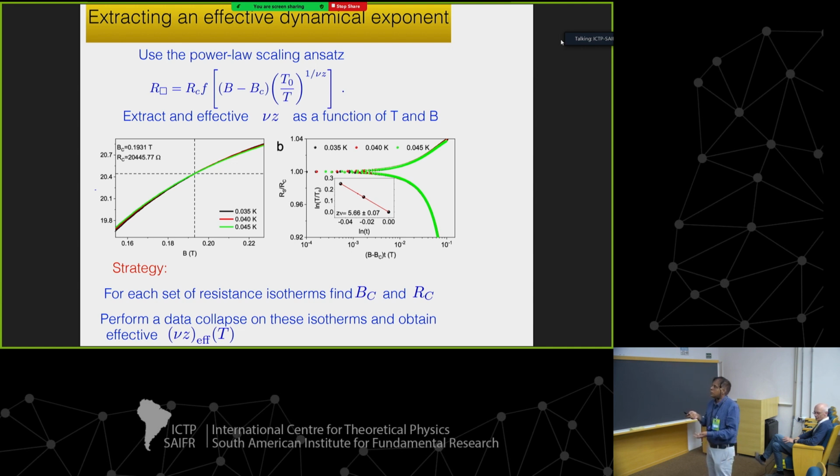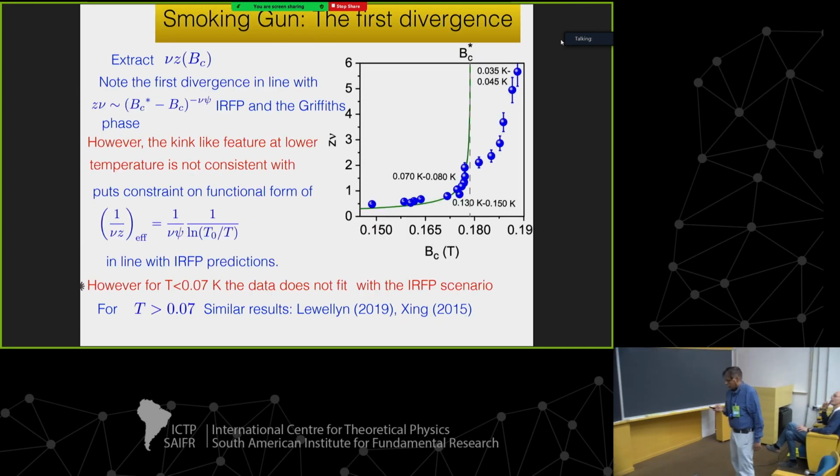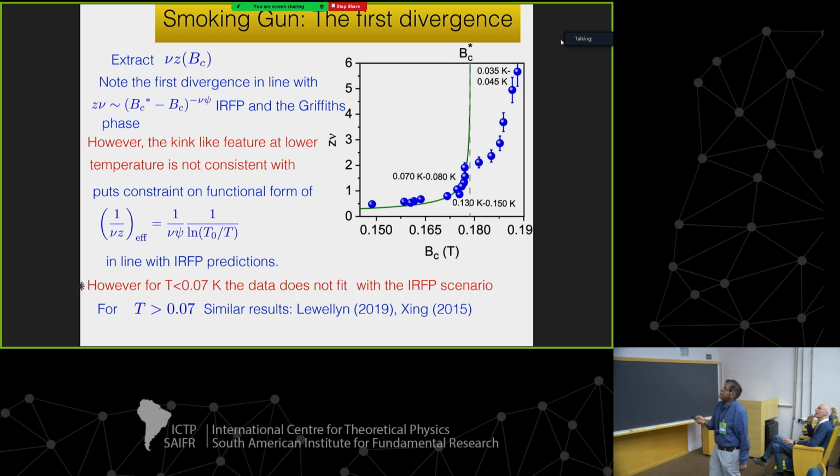Okay, so that's what I'm trying to do. This is a standard trick. So if I do this, then what I see is I can derive nu z as a function of T, and I can derive effective nu z as a function of T, or I can also derive nu z as a function of how far you are away from the critical point.